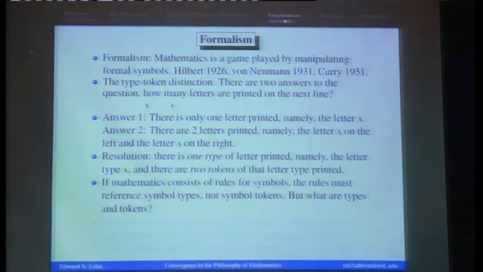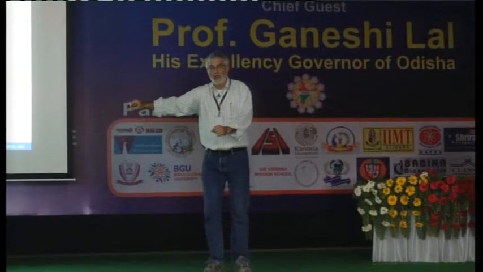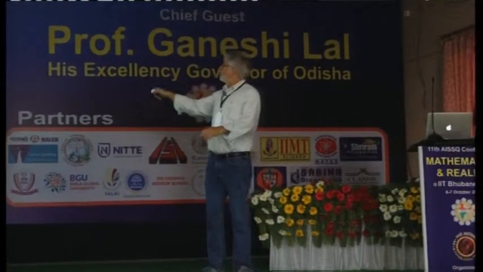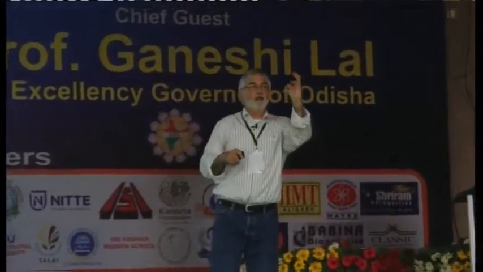But a better solution is to say, look, there's one type of letter, the letter type A, and there are two tokens of the letter A there. So when Hilbert and others talk about formalism, they're not talking about the tokens. Mathematics is not about physical inscriptions on the page. They're about types of things, mathematical symbol types. And those are abstract, and we have a way of understanding the type-token distinction: the types encode the properties that the tokens exemplify.